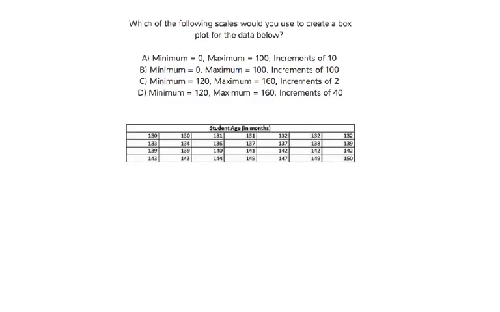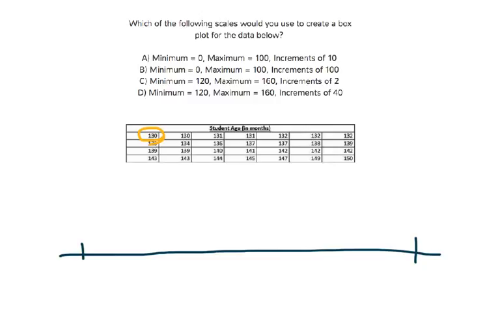Which of the following scales would you use to create a box plot for the data below? So I'm looking at what scale I want so that I'm able to create a box plot. What's my minimum and my maximum, and then what is going to be the intervals in between. So let's find the actual minimum and maximum of the data. Looks like my minimum is 130 and my maximum value is 150.